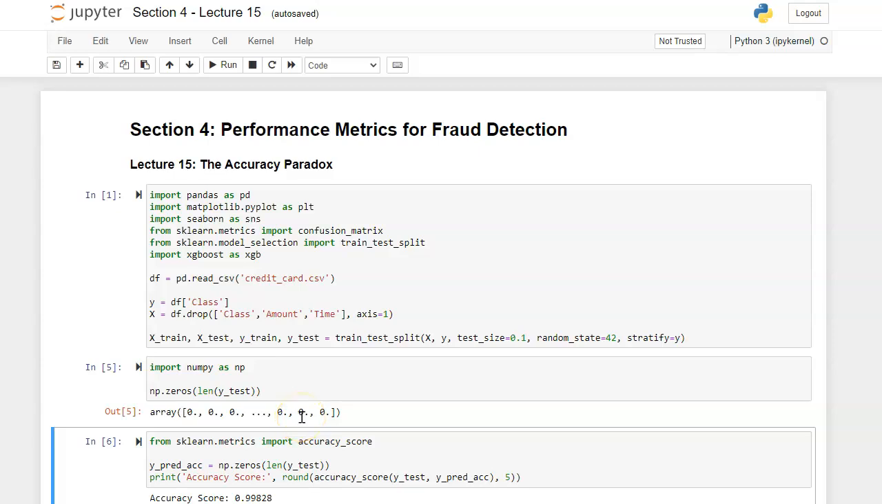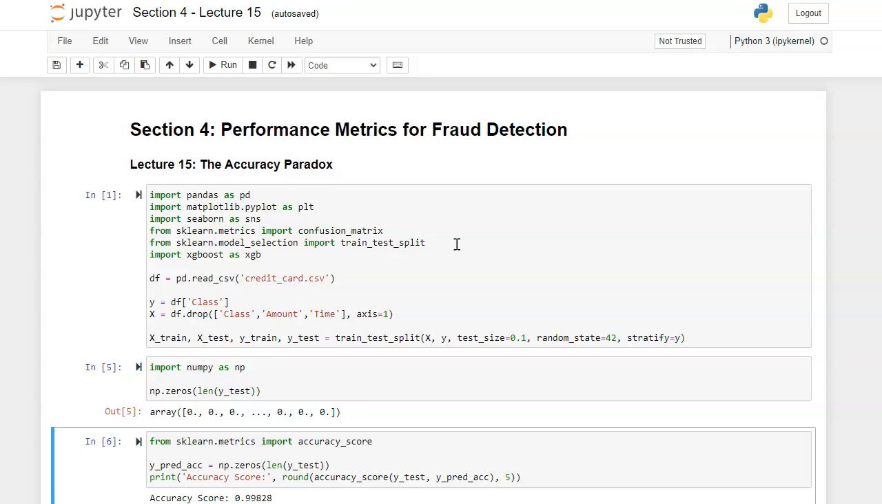Welcome to Section 4, Performance Metrics for Fraud Detection. This is Lecture 15, the Accuracy Paradox. So the point of this lecture is to introduce the concept of accuracy, as well as why it's not a very good metric for fraud detection, specifically because of the large class imbalance within fraud detection.